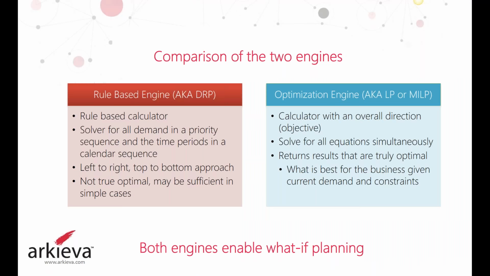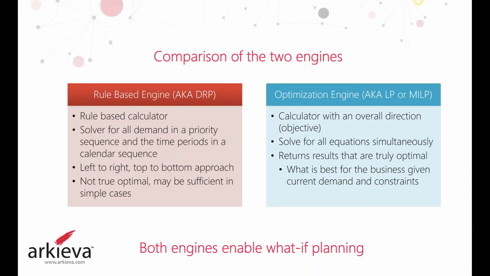So if we are strictly in the engines frame, we are moved along from the rough cut mode, and we are definitely looking to consider the two different types of engines. It's important to know what are the differences. So a rule-based engine, it tries to mimic the planner's thought process. It tries to mimic or follow a priority sequence, and it's a left to right, top to bottom approach. So in a way, it's not truly optimal, but in many cases, it's more than good enough.